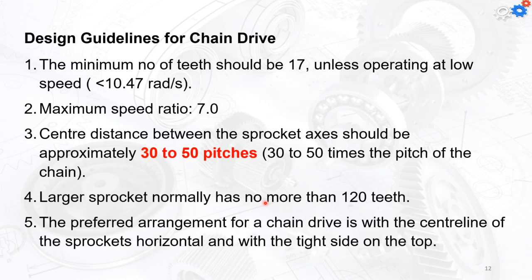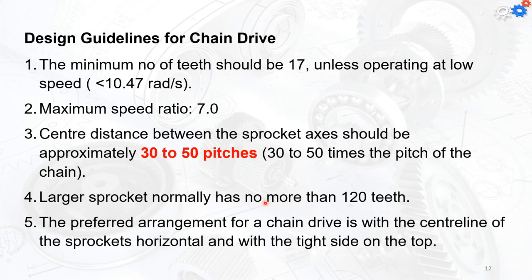The center distance between the sprocket axes should be approximately 30 to 50 pitches. Okay, 30 to 50 times the pitch of the chain. That means the center-to-center distance is equal to 30 up to 50 chain links. The largest sprocket normally has no more than 120 teeth. If you get more than this number, that's when you have a wrong design. The preferred arrangement for the chain drive is with the center line of the sprockets horizontal, with the tight side on the top.